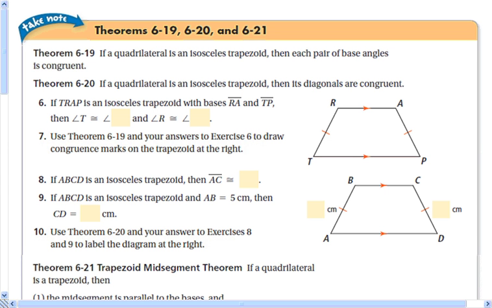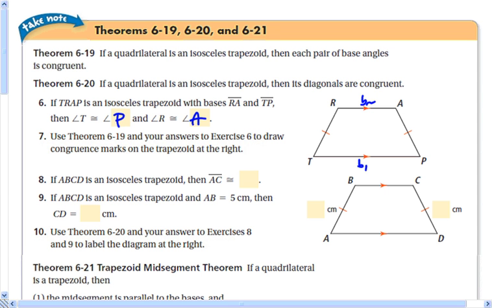If a quadrilateral is an isosceles trapezoid, then each pair of base angles is congruent. A trapezoid has two sets of base angles, because it has two bases. This is a base, call it base 1. This is a base, base 2. And if a quadrilateral is an isosceles trapezoid, then its diagonals are congruent. So if TRAP is an isosceles trapezoid with bases RA and TP, then angle T is congruent to angle P, and angle R is congruent to angle A.